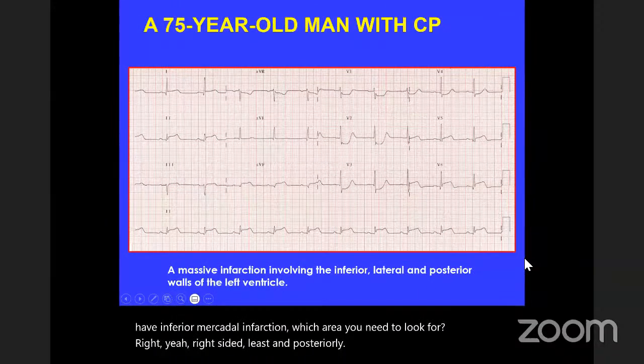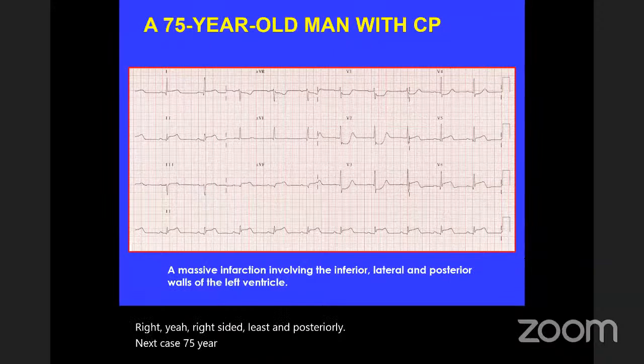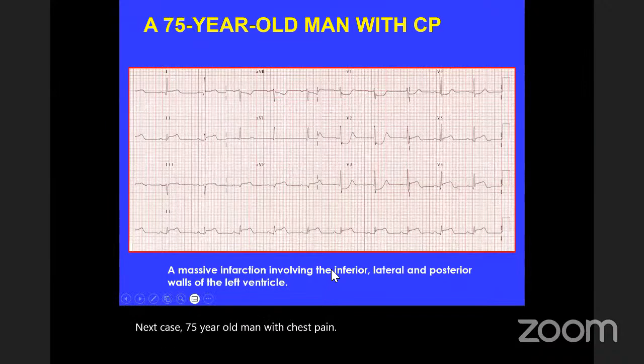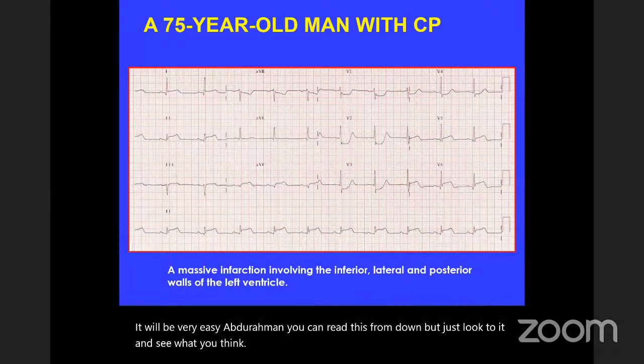Next case, 75-year-old man with chest pain. Abdurrahman Ruwaili, can you please? It will be very easy, Abdurrahman. You can read it from down, but just look at it and see what you think. Okay, Faisal Ghamdi, please.